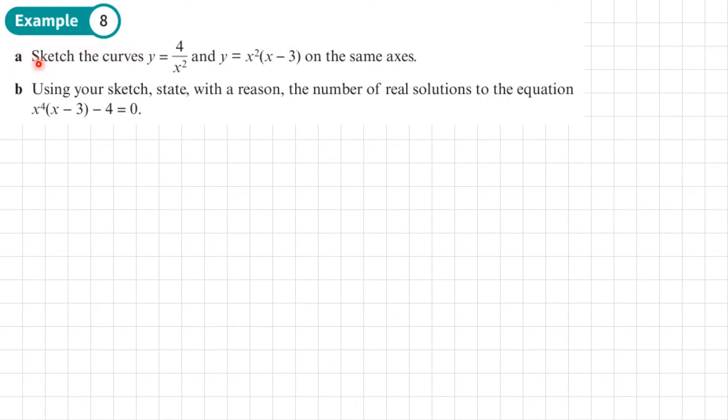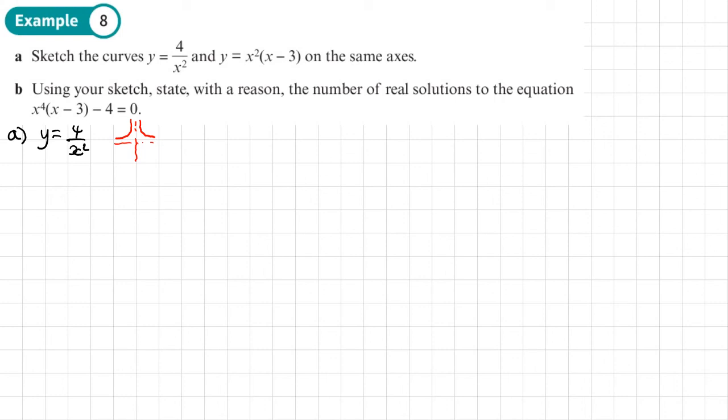Example 8. In part A, sketch the curves y equals 4 over x squared and y equals x squared times (x minus 3) on the same axis. Right, so let's start with y equals 4 over x squared. Now, hopefully you should remember that the shape of this graph is one of these reciprocals. So it's going to look something like that. So we'll sketch that in a moment.